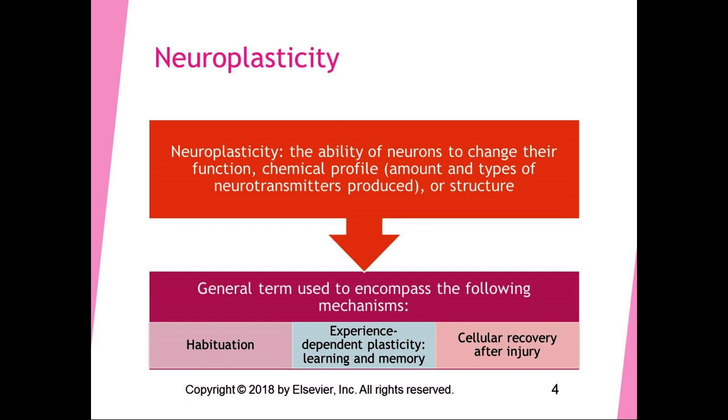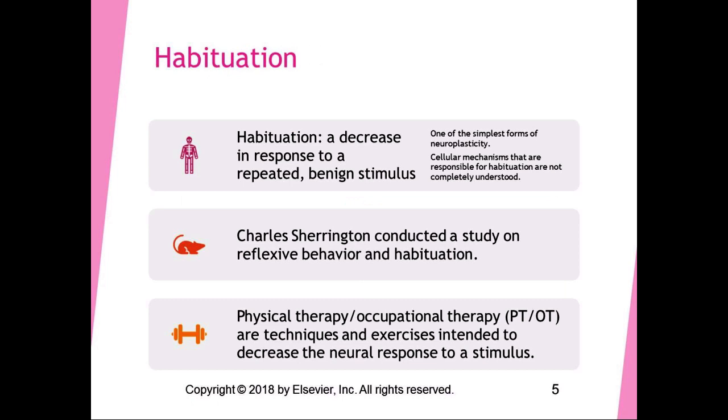So neuroplasticity as a term is used to encompass the following mechanisms. Habituation is one of them, and we use that a lot in physical therapy. Experience-dependent plasticity, which is the fancy neuroscience way of saying learning and memory. So how does our brain change in response to what we experience? And then cellular recovery after injury. So also a very important idea in physical therapy.